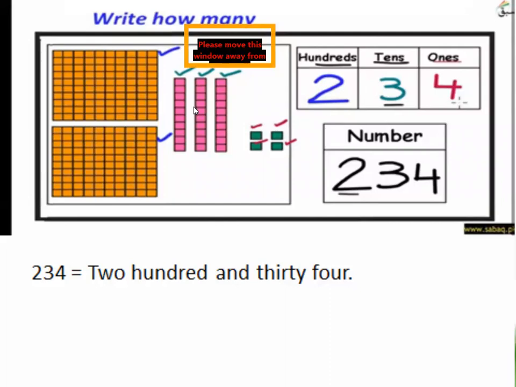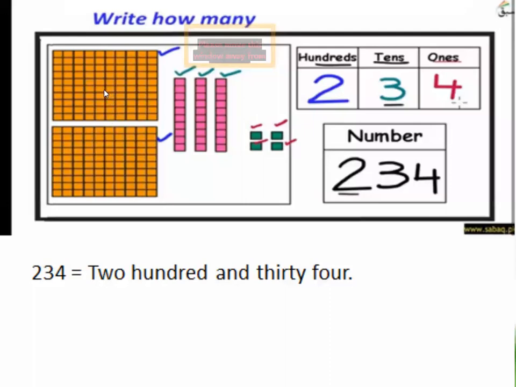Then count how many tens blocks there are. This rod shows a tens block. So count how many blocks of tens there are. 1, 2, 3. There are 3 blocks of tens. So we write 3 in the tens column.